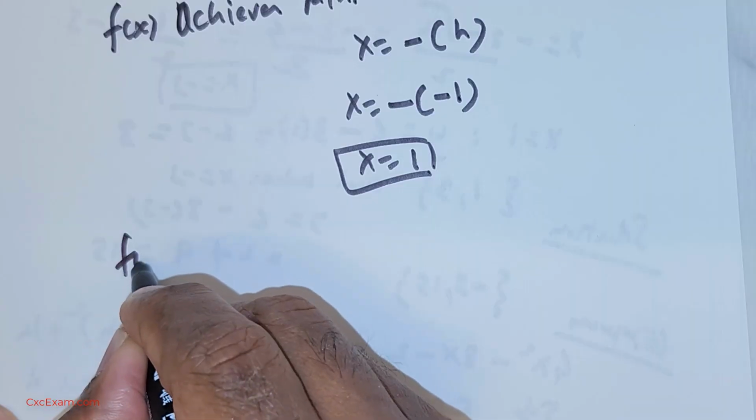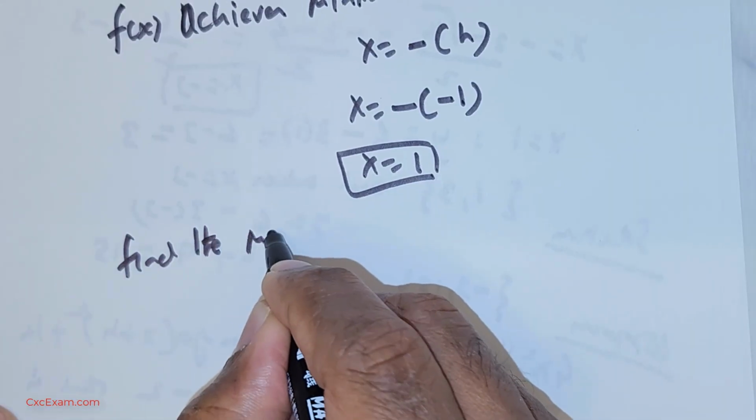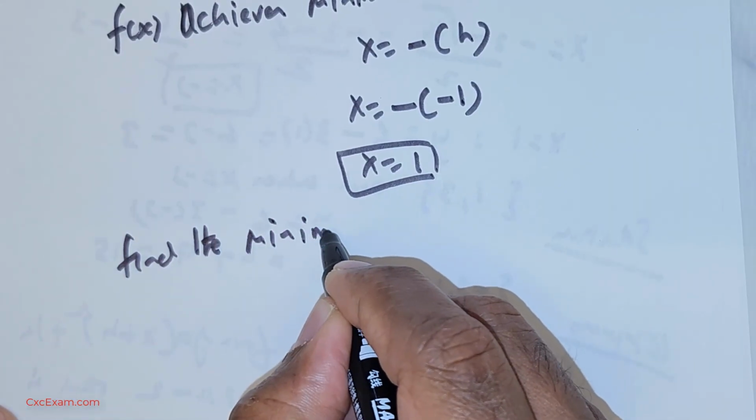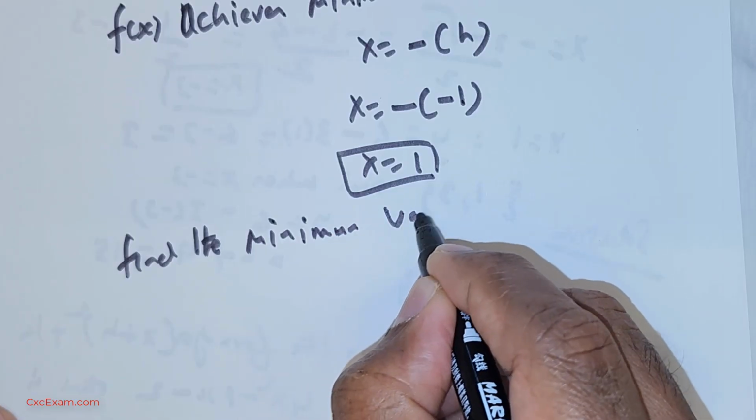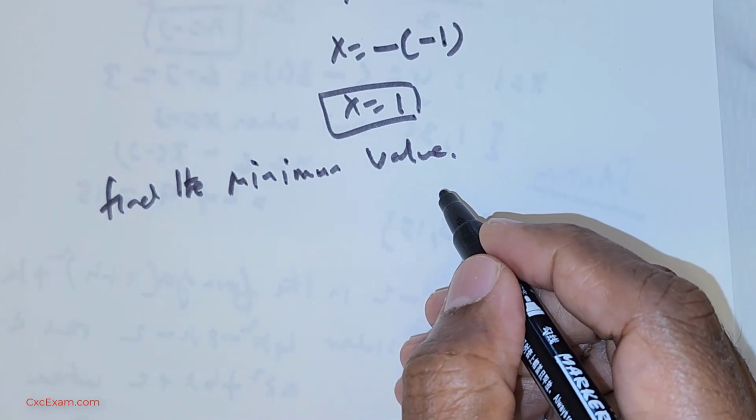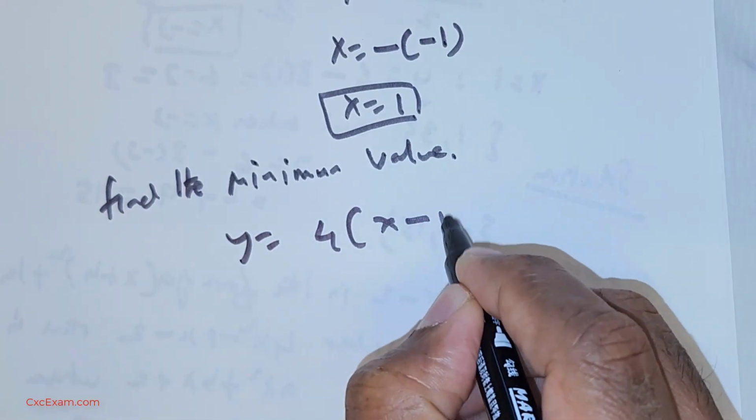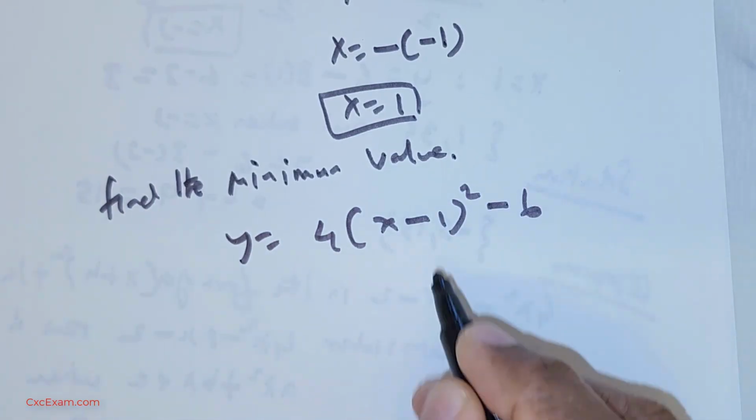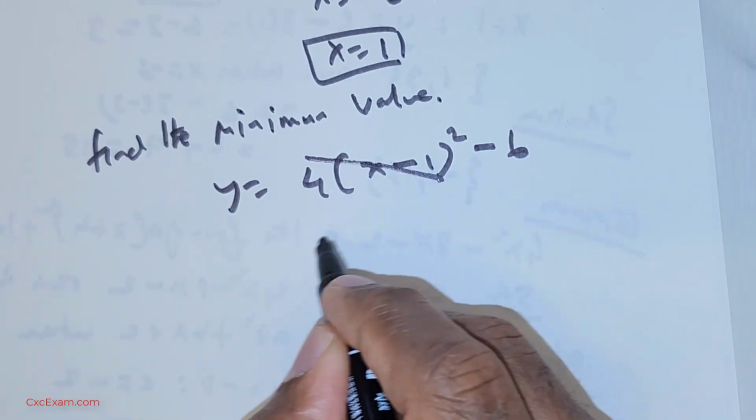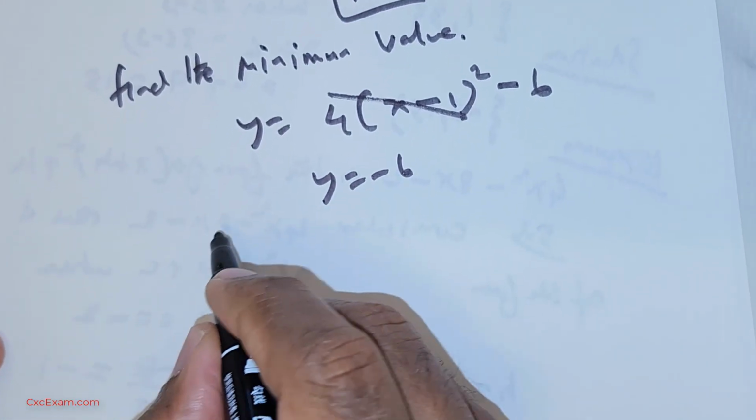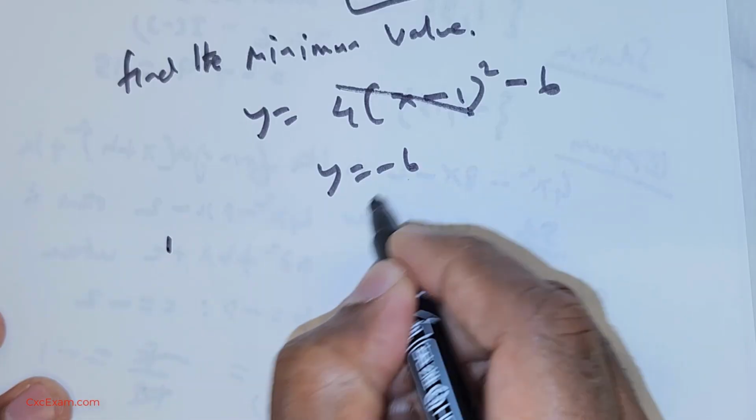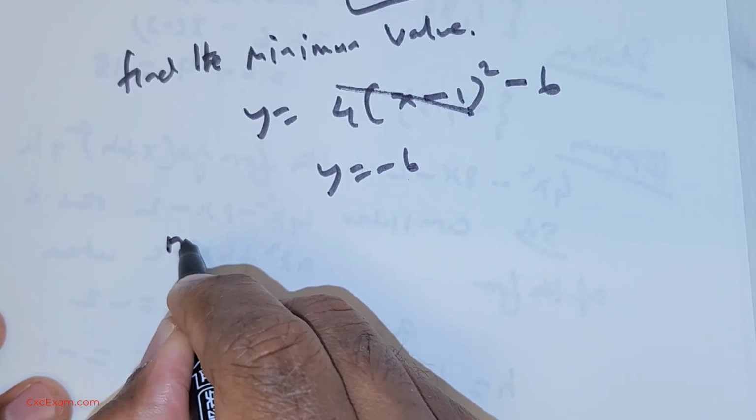Now the next question is find the minimum value. So how do you get this? Now y is equal to 4 times, this is the representation, right? X is equal to 1, you substitute, this goes off, so y is equal to -6. So this is the minimum value.